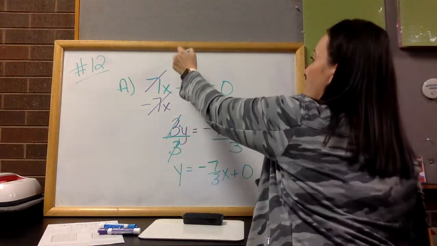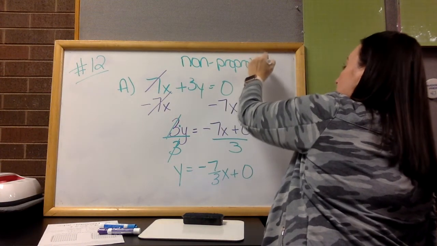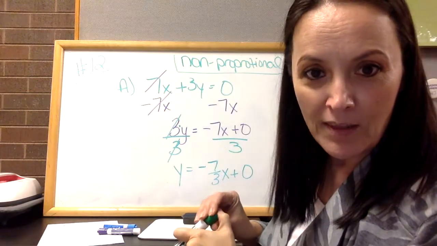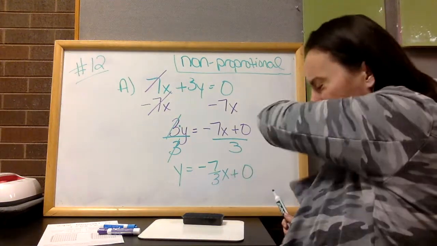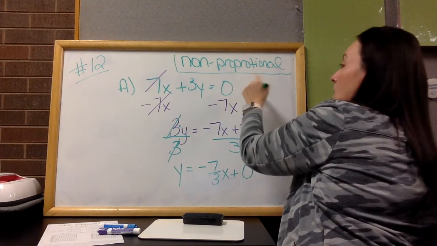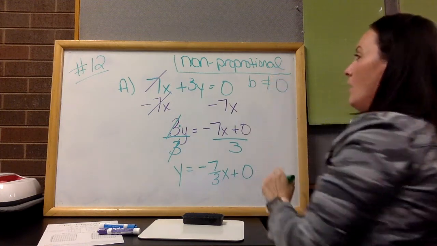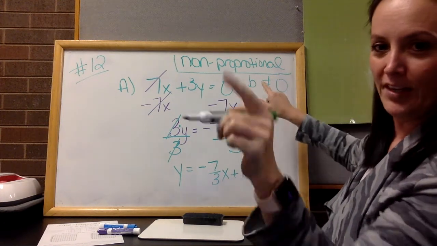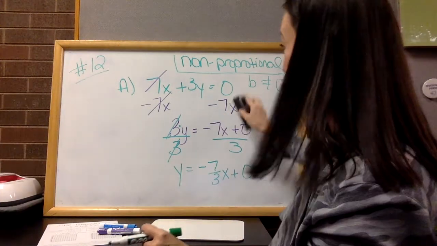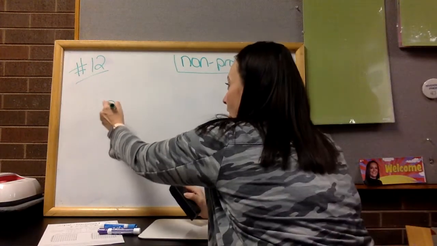This one was asking for non-proportional. It's asking me to find which one of the equations shows a non-proportional relationship. So non-proportional means I've got to have a b value, so it cannot be 0. B can be anything, but it cannot equal 0. That's a good way to write that: does not equal, that equals with a line through it. Since b equals 0, A is not my answer to that one. You should skip A. We're going to go to B now.